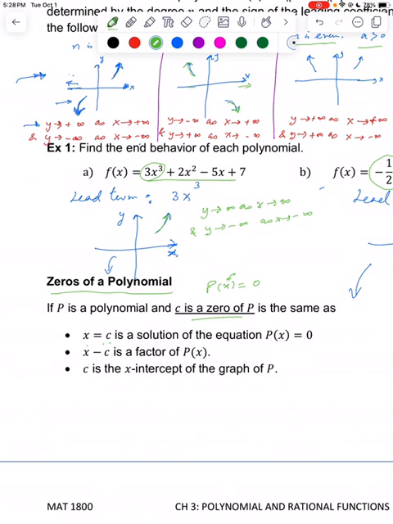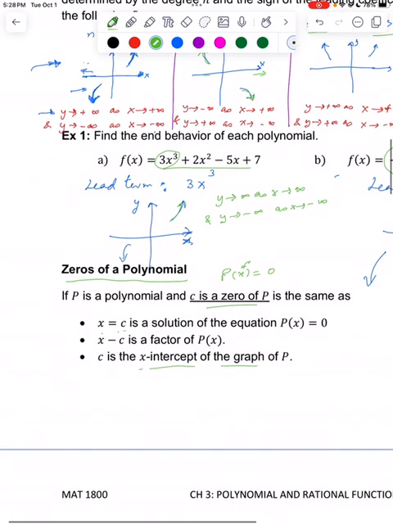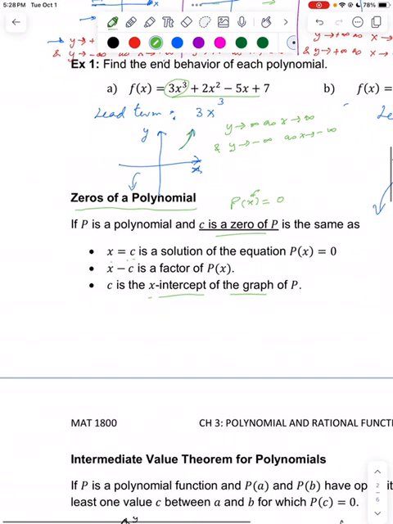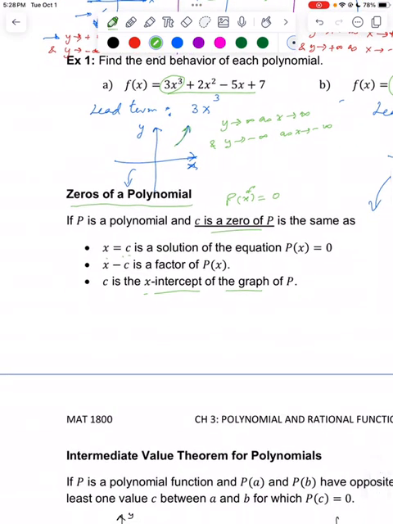So what is a 0? It is basically the x-intercept of the graph, which can also be called a solution of the equation p of x is equal to 0, or we can say x minus c is a factor of p of x. Because remember, if you have a function, let's say x squared minus 3x plus 2, we factor it, we can write it as x minus 2 times x minus 1. And now if we set it equal to 0, we can figure out that x minus 2 is 0 or x minus 1 is 0. So it gives me x is equal to 2, x is equal to 1.